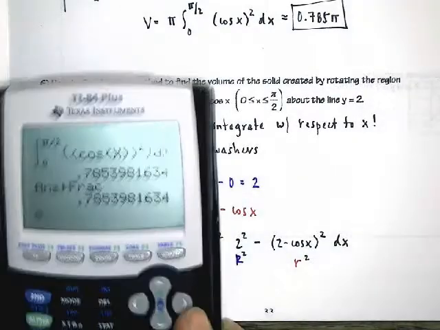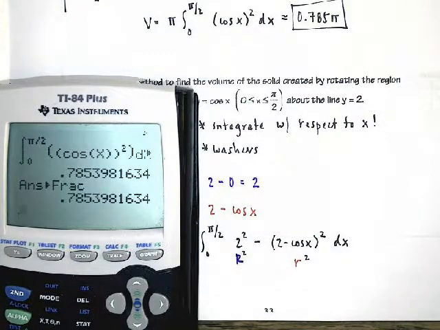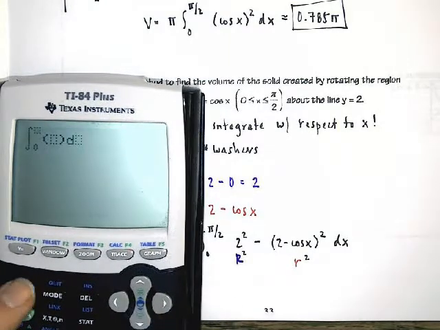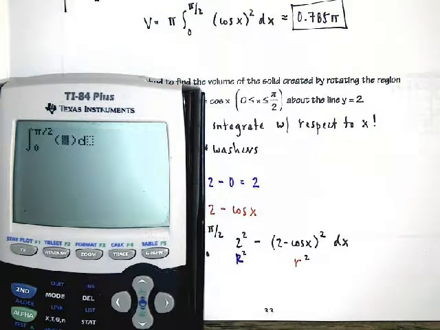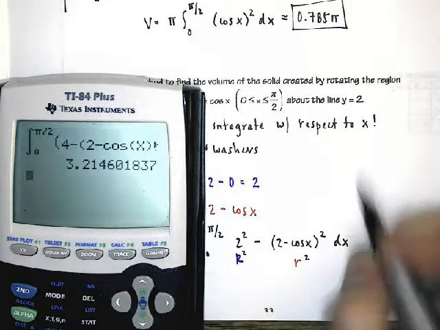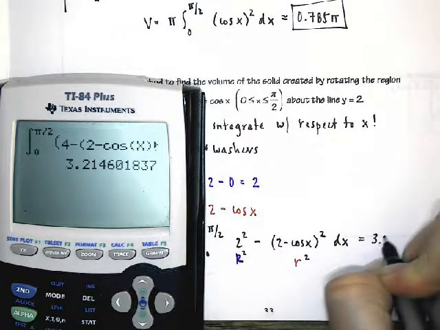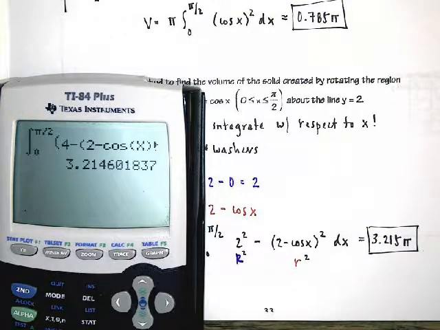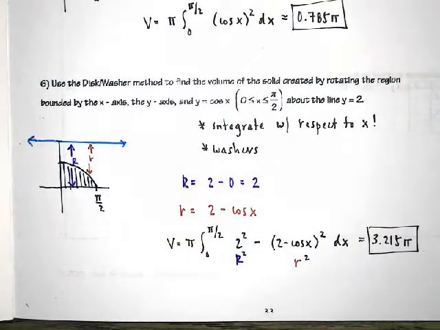Back to the calculator we go. And I'm integrating from 0 to pi over 2. 4 minus 2 minus cosine of x, quantity squared, dx. And I get 3.215 times pi for my answer. All right, let's see what else we've got here.